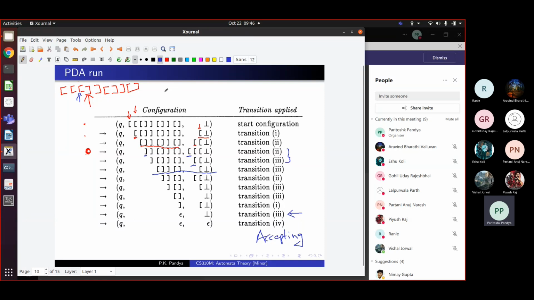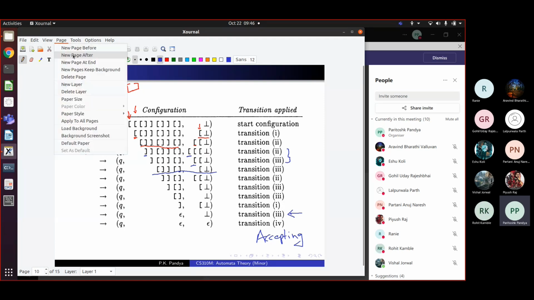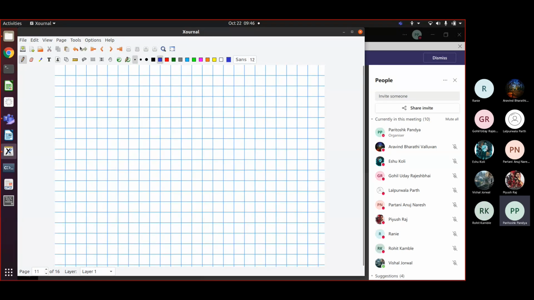If the string is not balanced, then we will get a different kind of execution. So I'm going to do one more example. Suppose my input word is the following one. It does not have matching parenthesis, right? Let us do a run of the automaton on this.